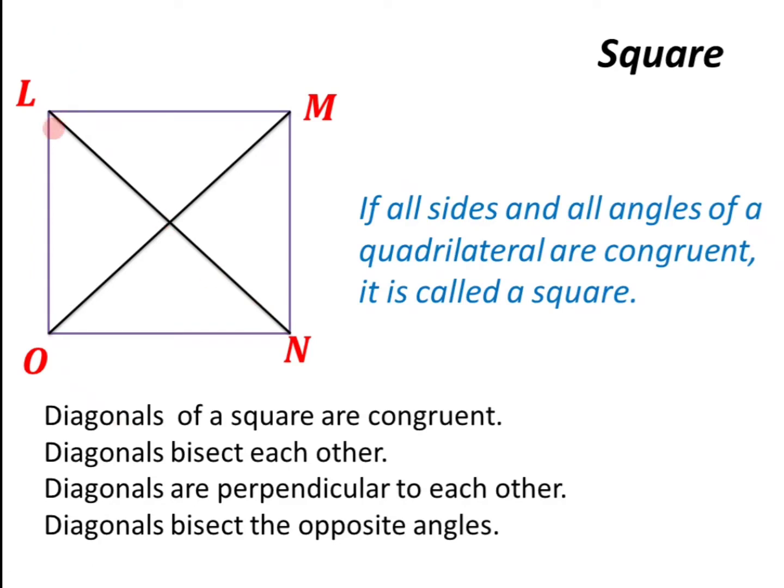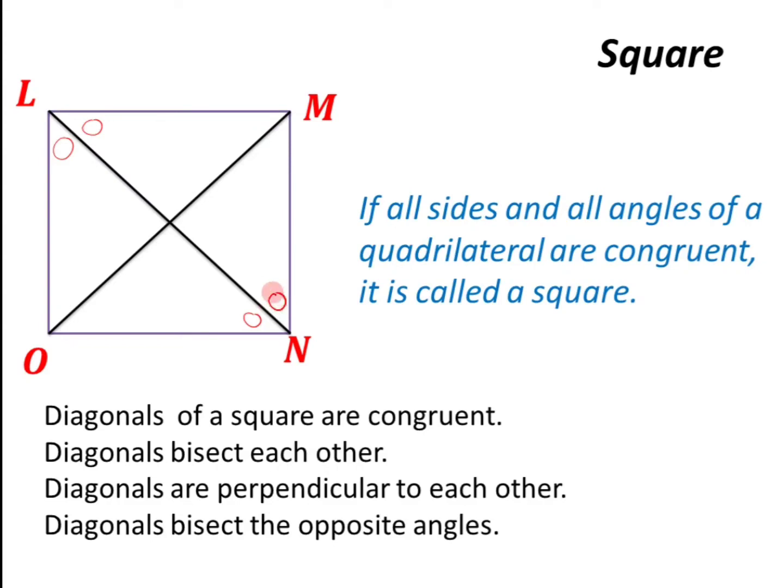So here diagonal LN is there, which bisects the opposite angles. The opposite angles are angle L and angle N. As LN is a diagonal, angle OLN is equal to angle MLN, as this is the diagonal which bisects the opposite angles. Here the opposite angle of angle L is angle N. So diagonal LN also bisects angle N. That means angle ONL must be congruent to angle MNL.